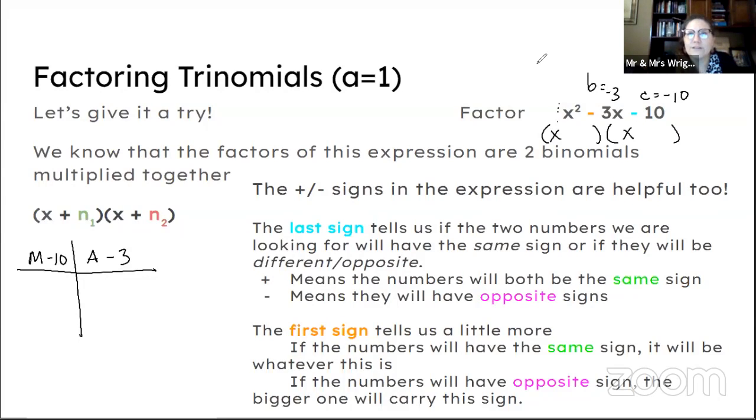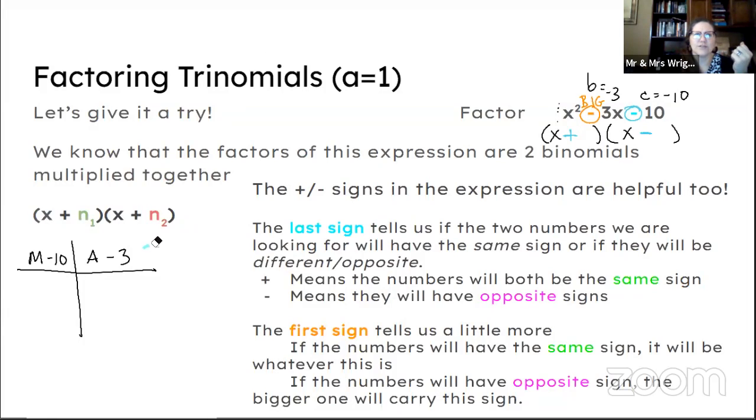I know that my first sign right here, since it's a negative, means that I'm going to have opposite signs. So I'm going to have one that's plus and one that's minus. Now this negative right here is going to tell me that the bigger number is always going to be negative. So we're looking for two numbers where they multiply to be -10 and they add to be -3.